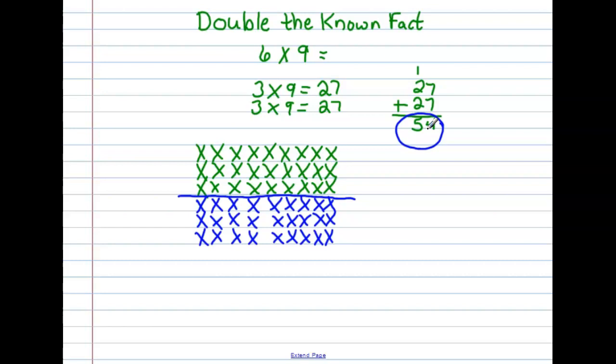Now, if I'm making an array, I'm not going to want to have to do that many x's. What I can do is I can actually just draw the 3 times 9 and I can add it up twice. So you're saving yourself a lot of time of making a lot of x's. I'm sure you noticed that as I was putting them out on the screen, it took me quite a long time. But if I use the double the known fact, I know that I really only have to do a 3 by 9, and then I can add it up 2 times in order to get that product, that answer.